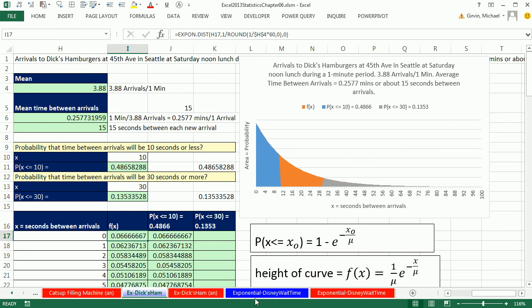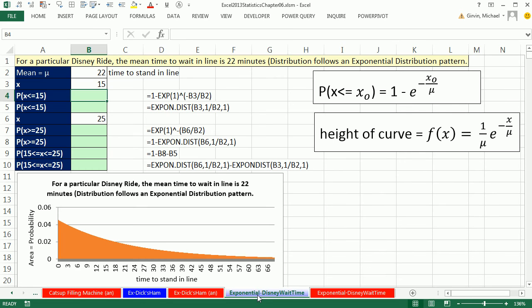All right, now we want to look at our next example, exponential Disney wait time. For a particular Disney ride, the mean time to wait in line is 22 minutes. The distribution follows an exponential distribution pattern. So this is the average time to stand in line. And we want to calculate the probability that we'll stand in line 15 minutes or less.